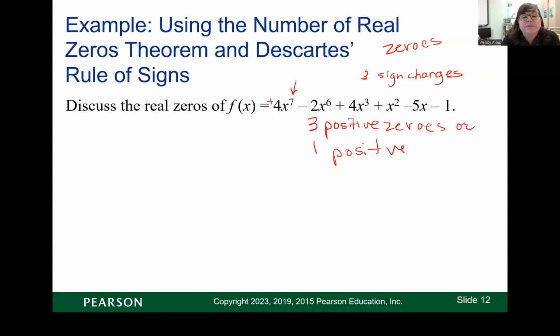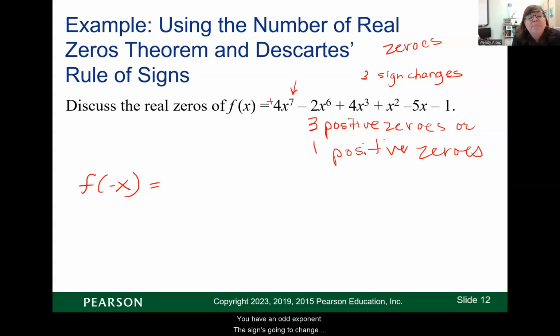Count down by 2s. Sorry for my bad handwriting with this pen, but it is what it is. All right, so Descartes said, count the number of sign changes, and that'll be your number of positive zeros, but it could be 3 or 1. You have to count down by 2. To find the number of negative zeros, we're going to figure out what f of negative x is. And when you put in the opposite x, if you have an odd exponent, the sign's going to change. So positive 4x to the 7th becomes negative 4x to the 7th.